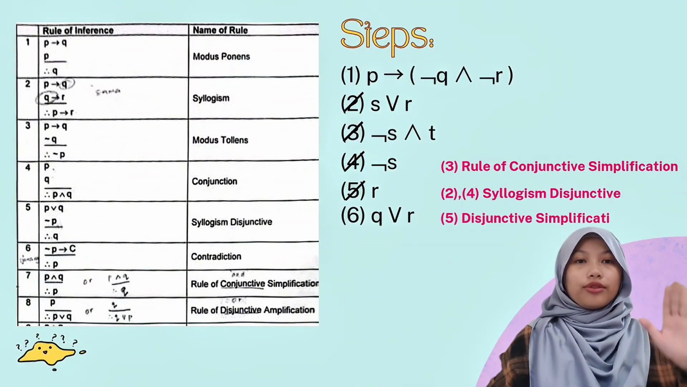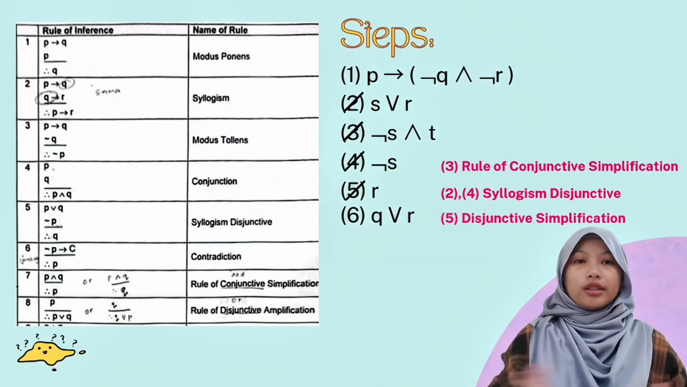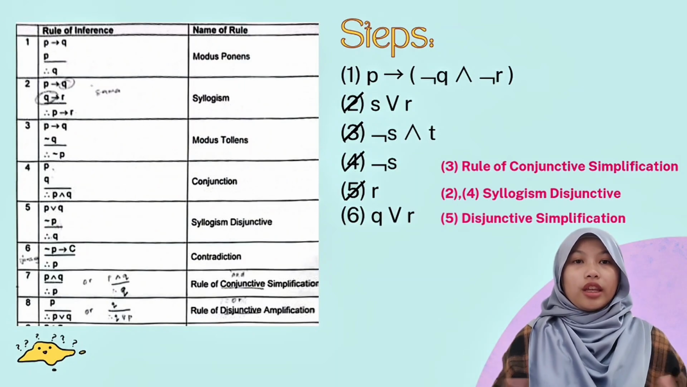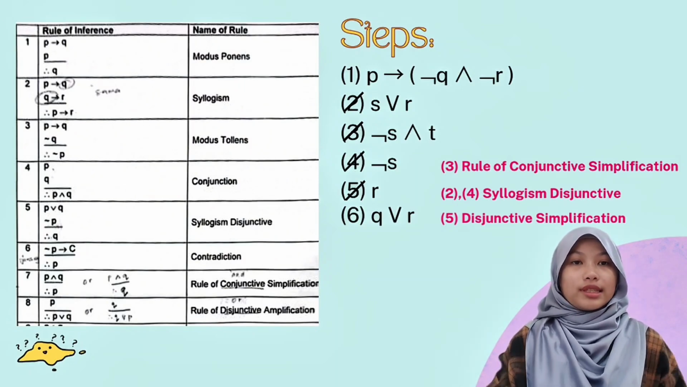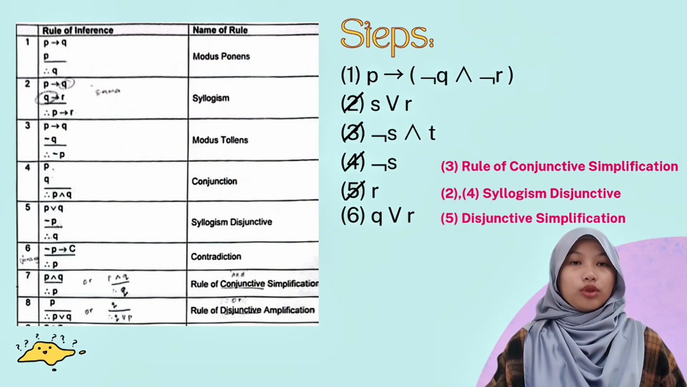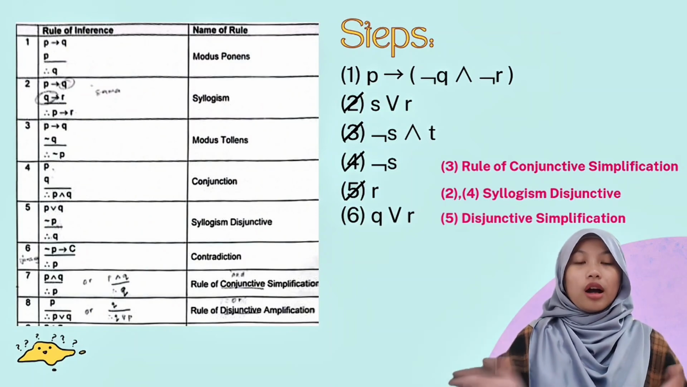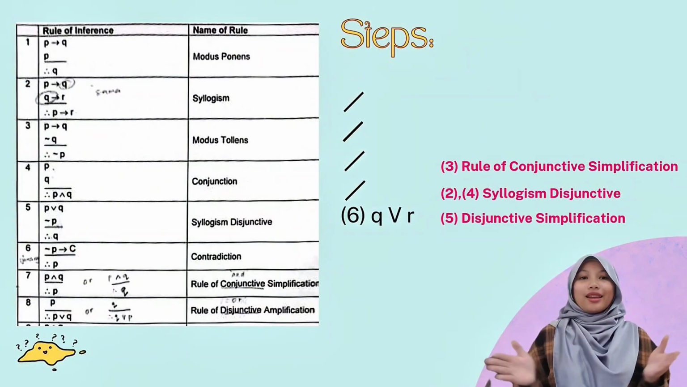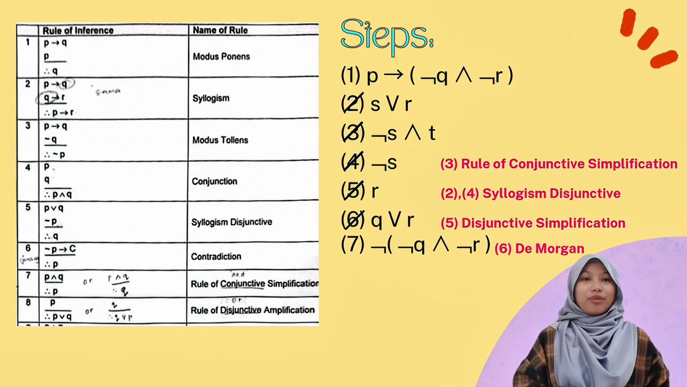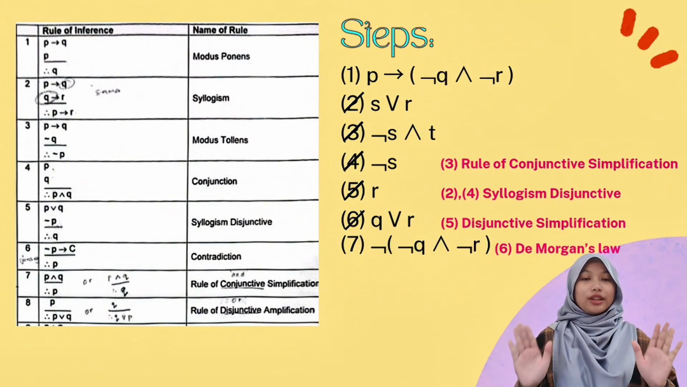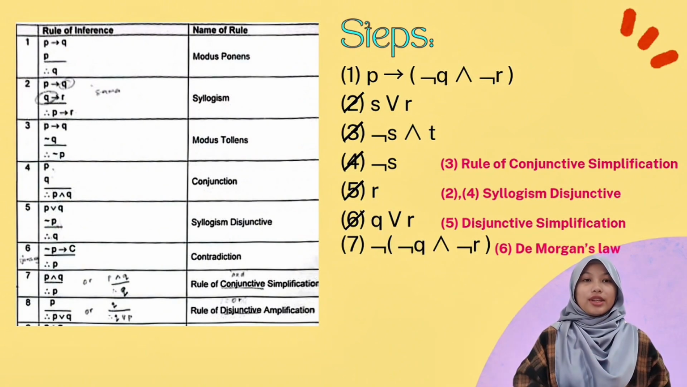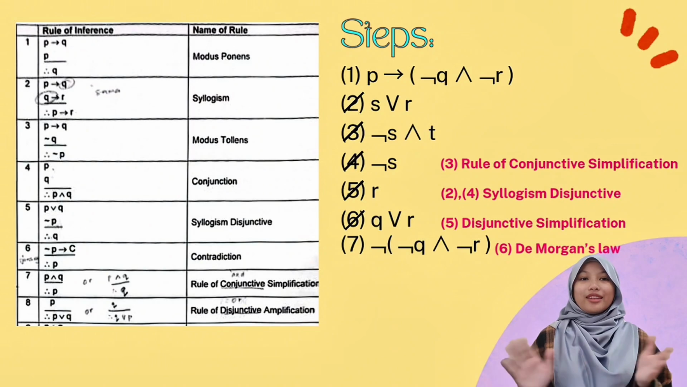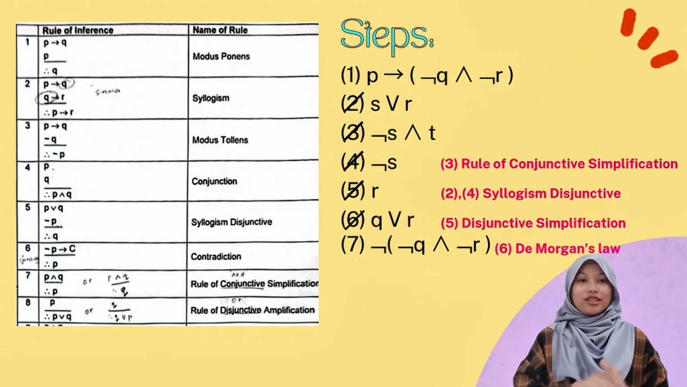Next, we take line number 5, which is R, and apply disjunctive addition to get Q or R, which is line number 6. And don't worry, this is a logical move to help us later on. Remember, our goal is to prove that not P is true based on the given premises. Now, in line number 7, we apply De Morgan's law in reverse because we want to convert Q or R into the negation, not Q and not R. The negation, not Q and not R, is logically equivalent to Q or R.